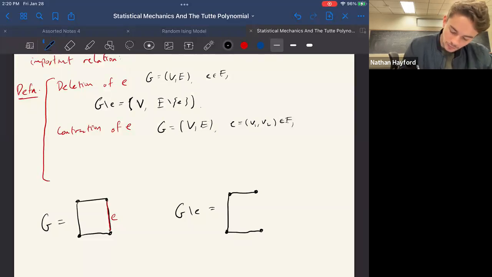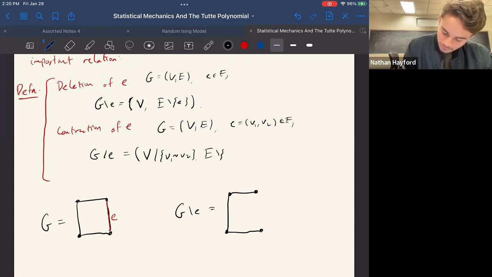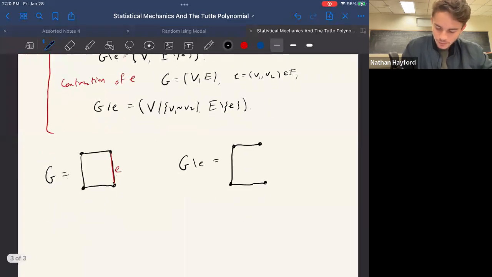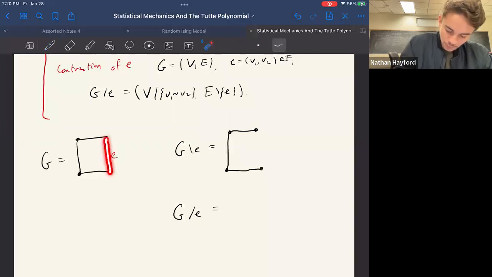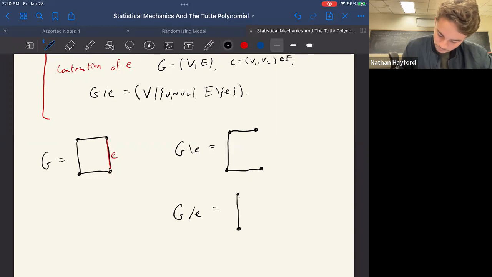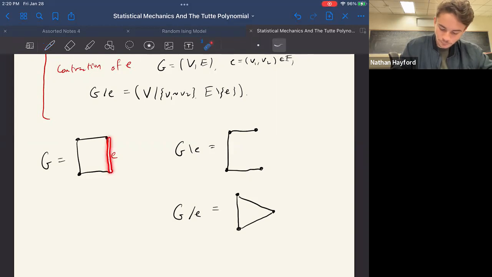I define G quotiented by E, or the contraction of E, to be the vertex set modded out by identifying V1 and V2, and removing this edge from the edge set. And again, quotienting appropriately V1 and V2. Looks kind of complicated, but again, pictorially speaking, it's not so bad. So if G is this graph, then G quotiented by E is just I contract this edge to a point. So it will be the graph, this, like a triangle. So I just contract the edge to a point.